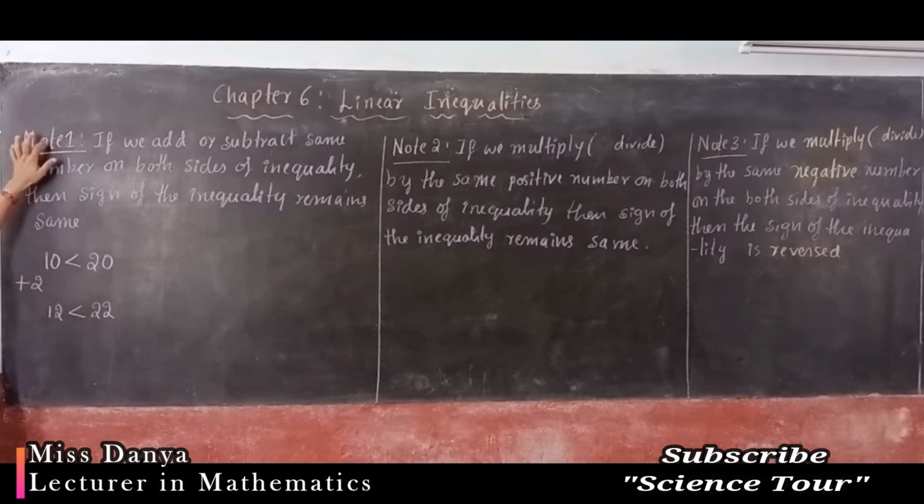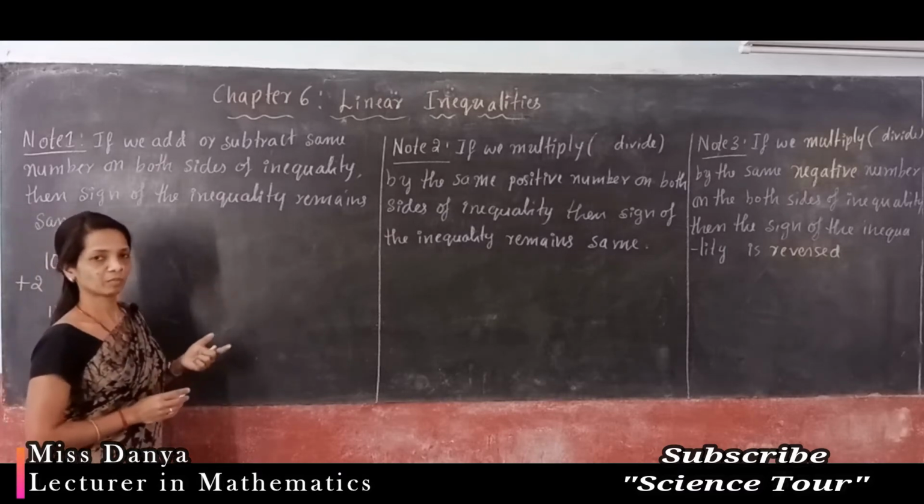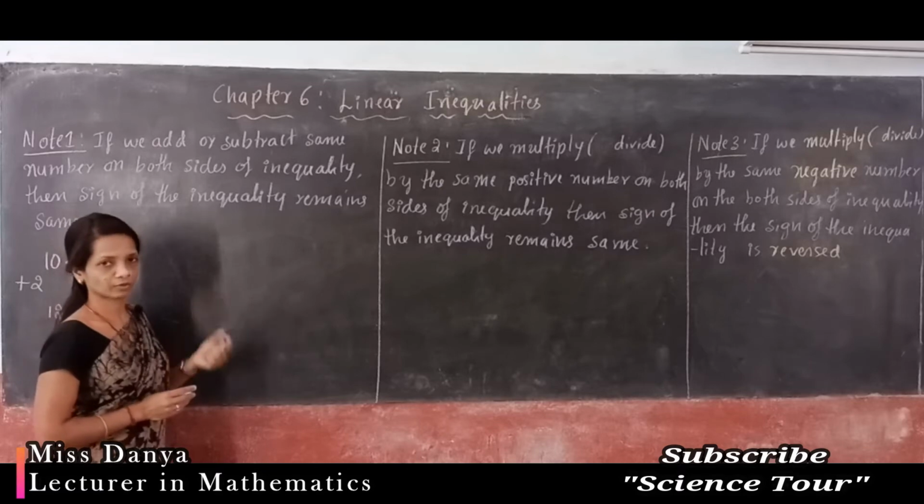So that is about note 1. If you add the same number on both sides of an inequality, then the sign of the inequality remains the same. Before adding, the sign of the inequality is less than, and after adding 2 the sign of the inequality is also less than, right? So that is when you add the same number on both sides of the inequality. The same happens if you subtract the same number from both sides of an inequality also.